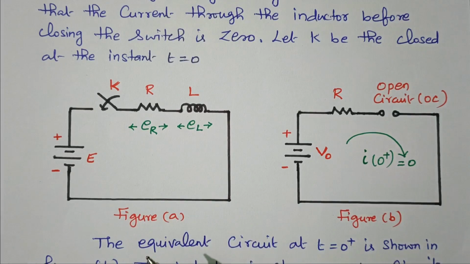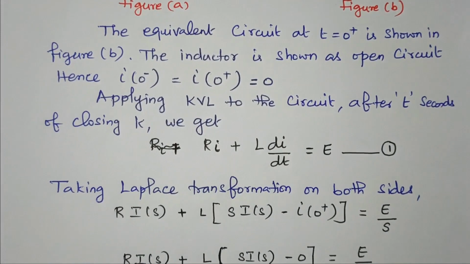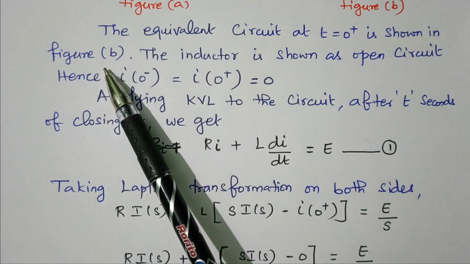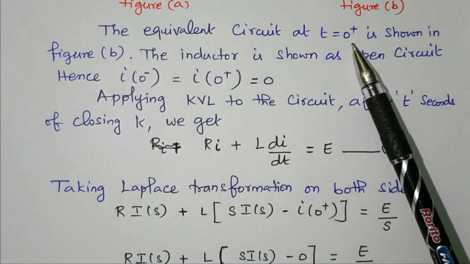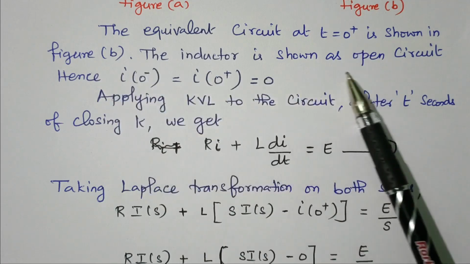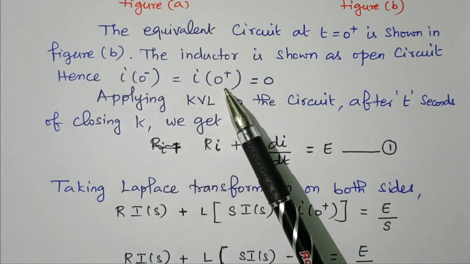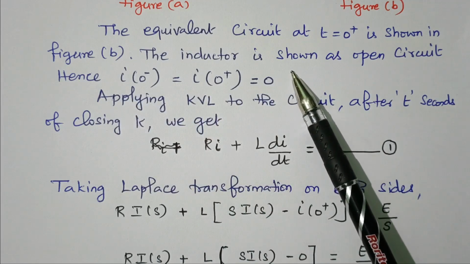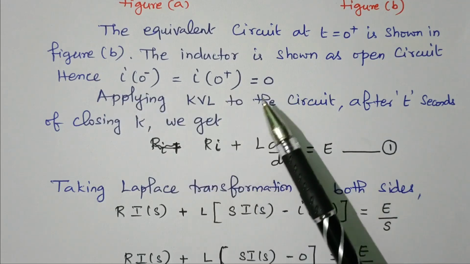Right. Now we'll see the diagram of how to apply Kirchhoff's voltage law. So the equivalent circuit at t equal to 0 plus is shown in figure B. That is, the inductor is open circuited. 0 plus means after closing the switch. The inductor is shown as an open circuit. Hence, I at 0 minus equals I at 0 plus equals 0, because before closing we assume that there is no current flow. After closing it acts as an open circuit. So the current before closing the switch and after closing the switch is 0.